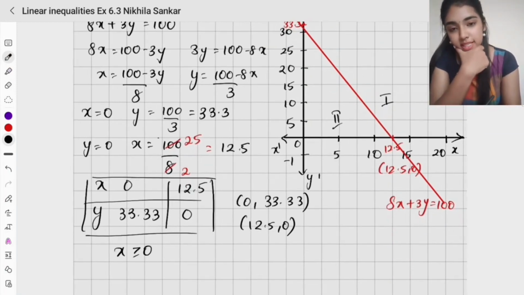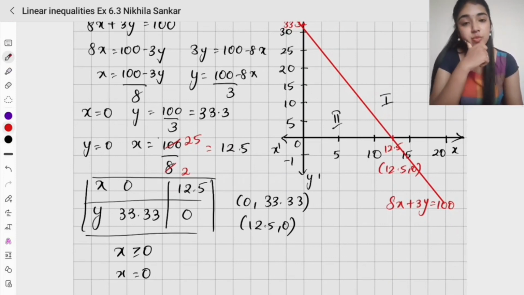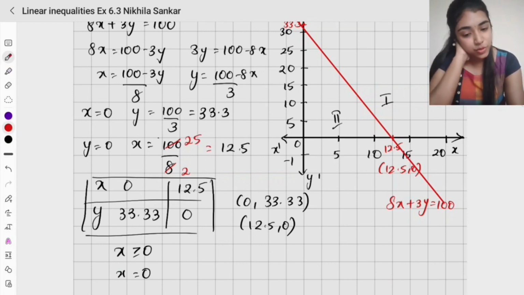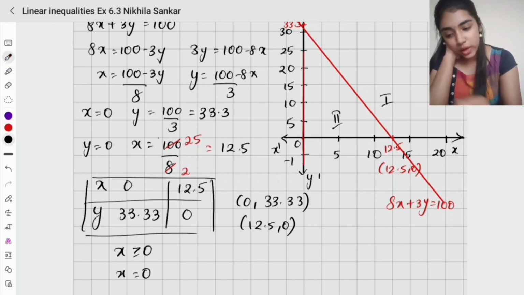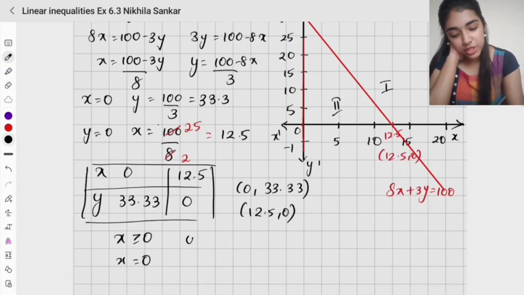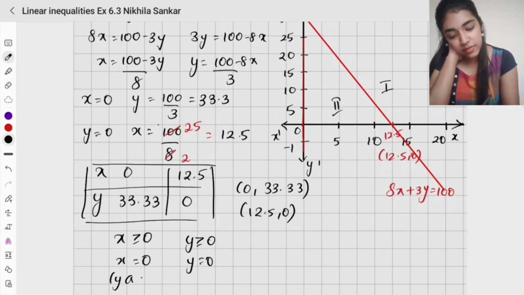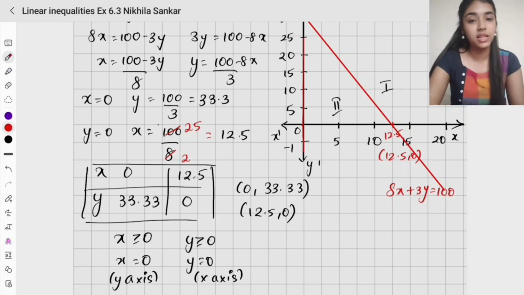So I have x greater than or equal to 0, which means the boundary line is x equal to 0. No matter what my value of y is, x is going to be 0 only. So the graph of x is going to be this particular line. Similarly, y greater than or equal to 0 has the boundary y equals 0. When x is equal to 0, we are talking about the y axis. When y is equal to 0, we are talking about the x axis. Always remember this, it is a basic concept.